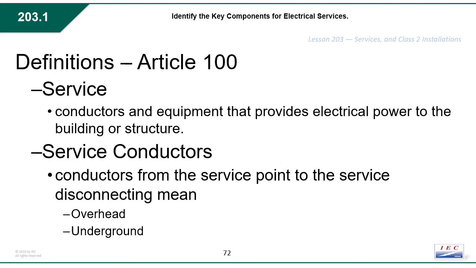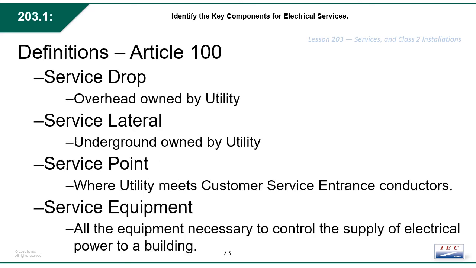Service conductors. Conductors from a service point to the service disconnecting means. So you'll have overhead and underground, different types of service conductors, different types of services all around. Service drop. Service drop is overhead owned by utility. Service lateral is underground owned by utility. Service point is where utility meets the customer service.